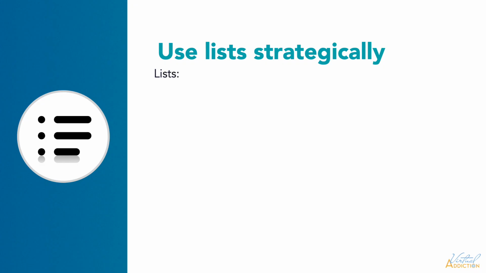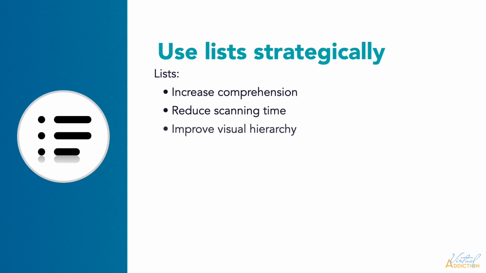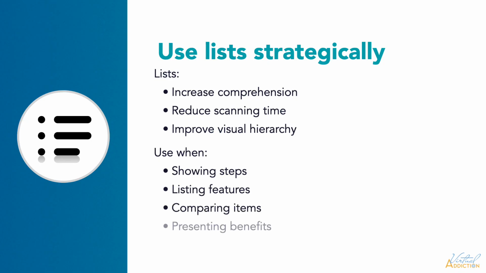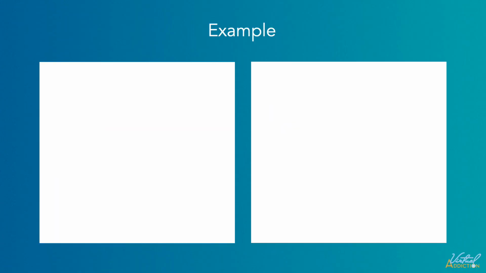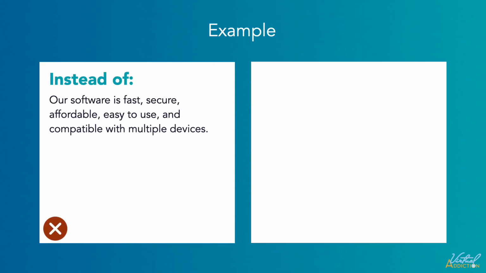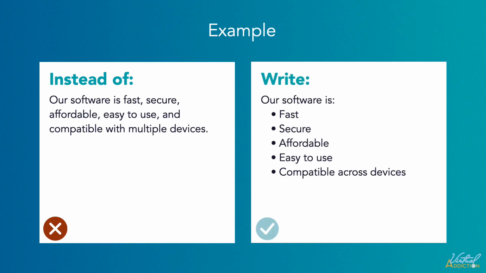Use lists strategically. Lists will increase comprehension, reduce scanning time, and improve hierarchy. You can use them for steps, features, comparisons, or benefits. Lists are powerful UX tools. Here's a list example. Instead of hiding benefits inside a sentence, break them into bullets. This increases clarity and emphasis. The message becomes easier to remember.